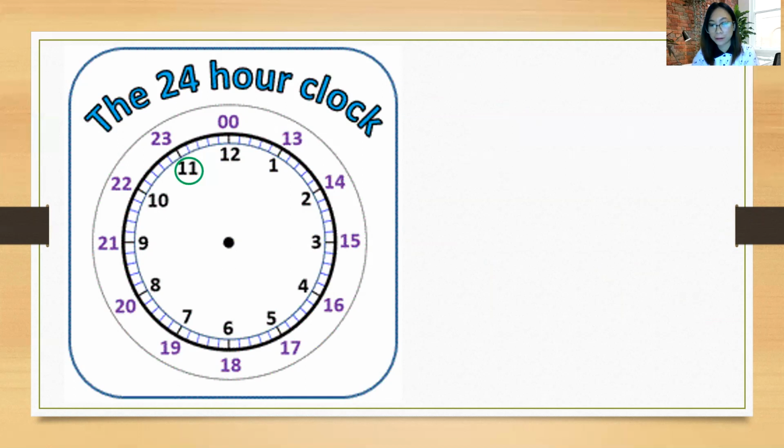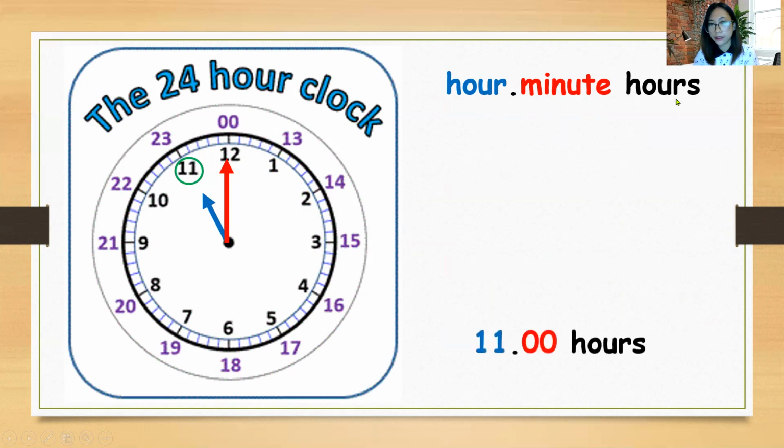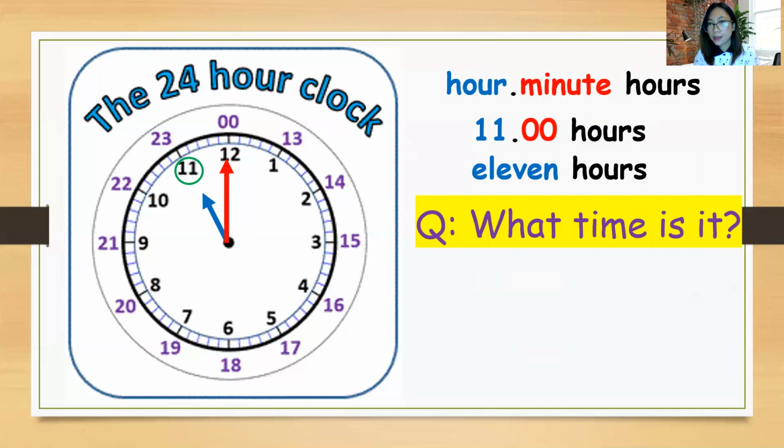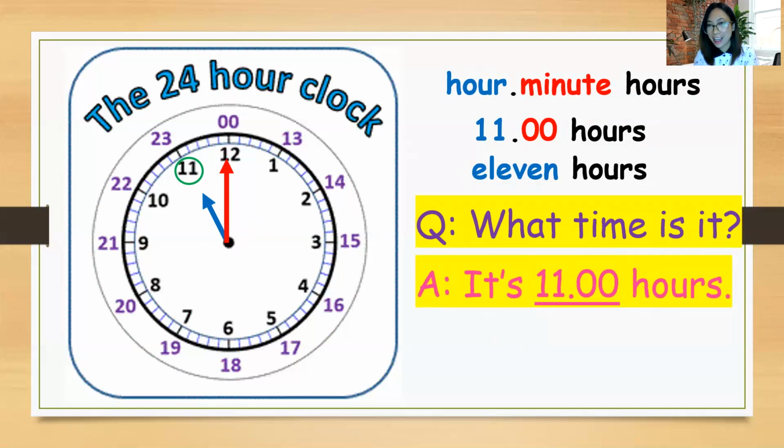Okay, let's have another example. Here, the circled number is 11. The hour hand is pointing to 11, and the minute hand is pointing here, to 0. Let's have our format, hour, minute, and hours. So in the hour, we write 11. In the minute, we write 0. 11 hours. We read it as 11 hours. Let's answer the question. What time is it? It's 11 hours.